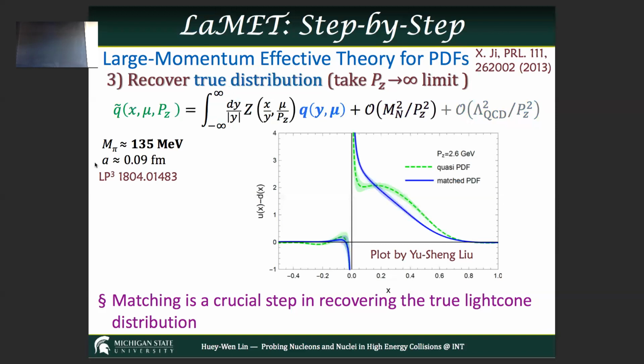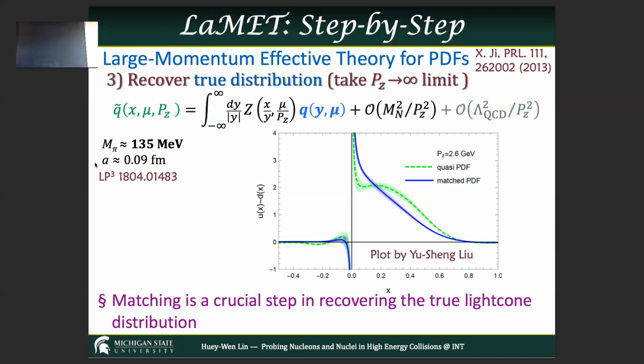Exactly, because a PDF is a PDF, and normally we extract it through fits. And now I have a matched PDF, and this matching function obviously changes the shape enormously. So how do I know that it is the right matching function, or what the uncertainty of this matching function is? The matching function is calculated.